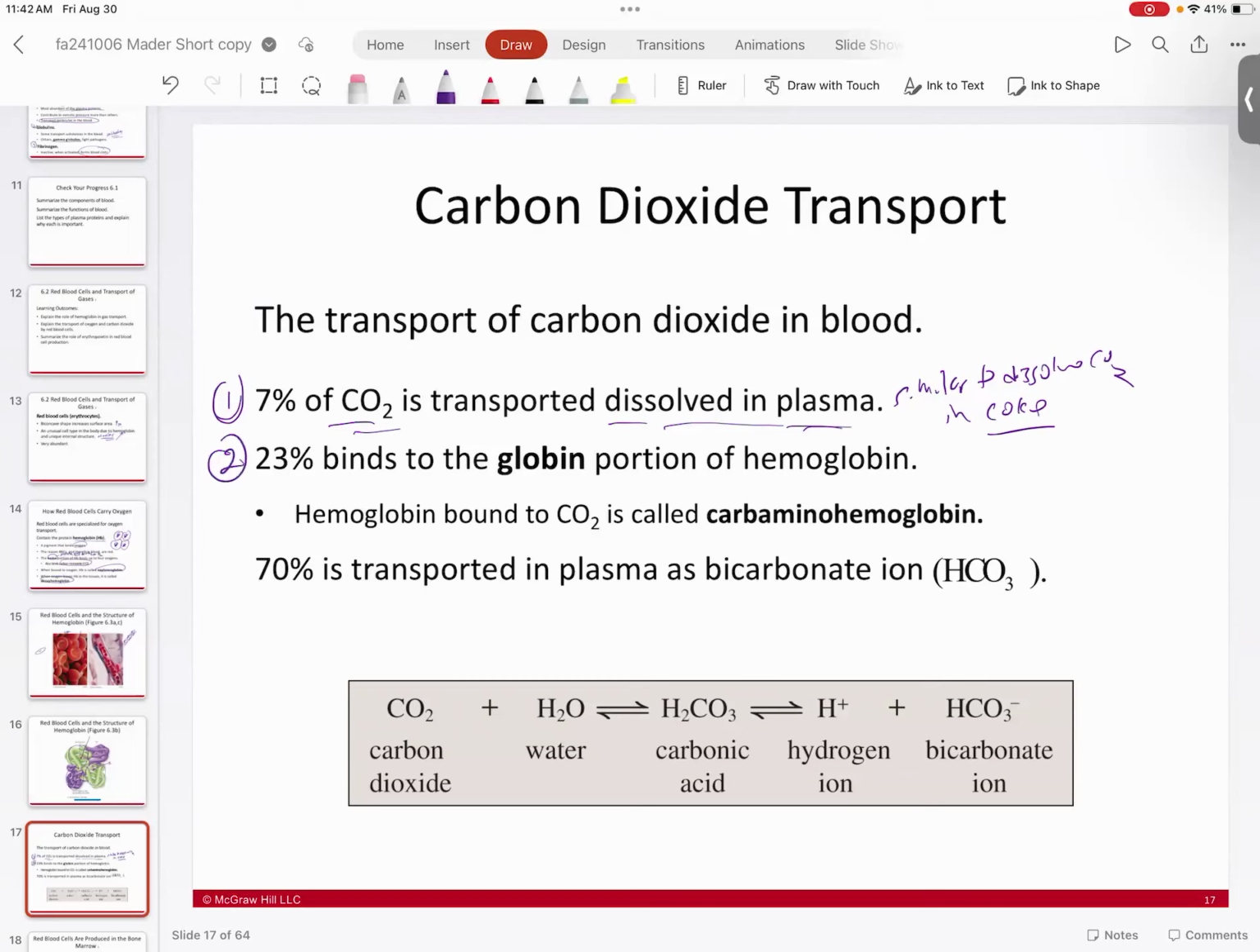The other way that you can do this, and this is about roughly a quarter of the CO2, is it will actually bind to the globin part, right? That is the protein portion, not to the heme group of the hemoglobin. So here's your hemoglobin, which is bound with the heme group to all these oxygens. The CO2 will actually bind to a part of the actual protein portion of the hemoglobin. When it does, we refer to it as carbaminohemoglobin. So that's basically a hemoglobin that's carrying CO2. And so that'll get you a little bit more.